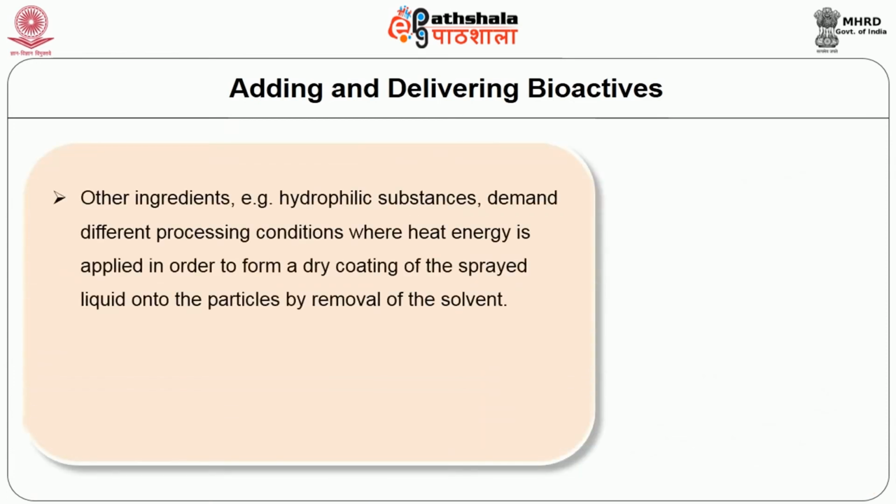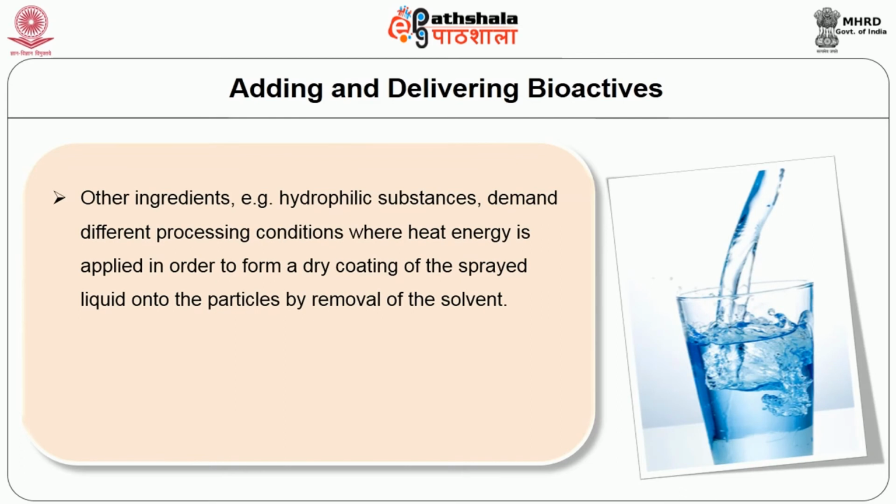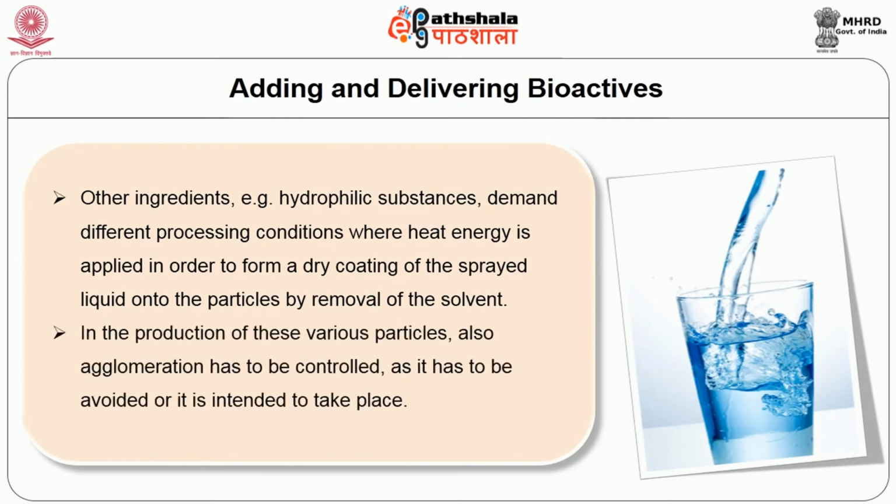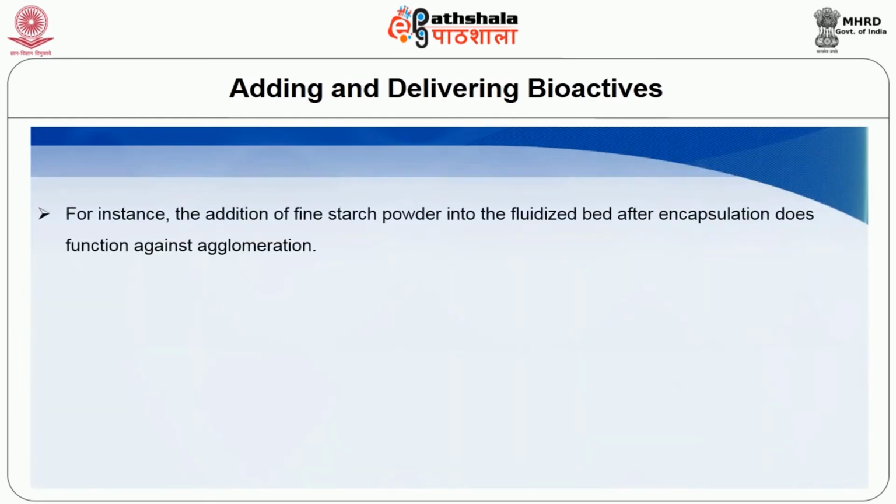Other ingredients, for example hydrophilic substances, demand different processing conditions where heat energy is applied in order to form a dry coating of the sprayed liquid onto the particles by removal of the solvent, for example water. In the production of these various particles, agglomeration has to be controlled, as it has to be avoided or it is intended to take place. For instance, the addition of fine starch powder into the fluidized bed after encapsulation does function against agglomeration.